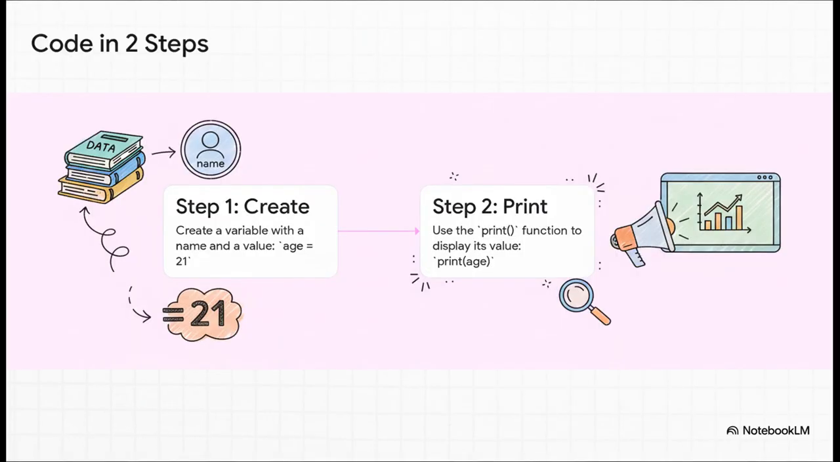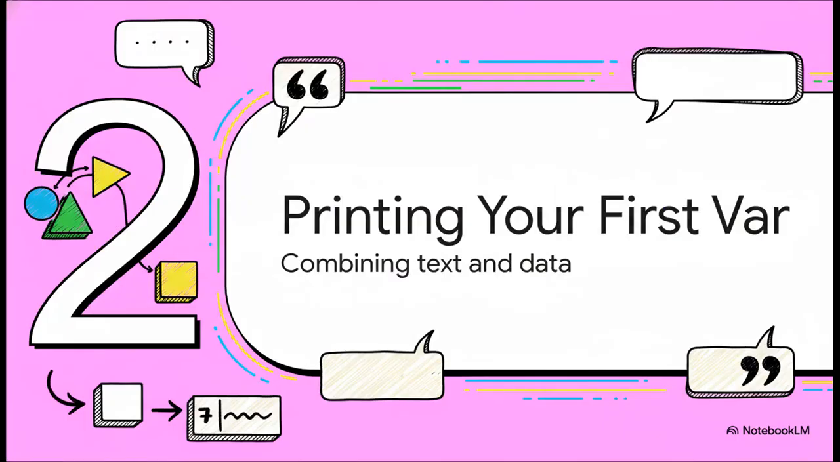All right, let's actually do this. It's really just a 2-step dance. Step 1, you make the variable. You give it a name, something descriptive like age is perfect, then an equal sign, and then the value you want to put in the box. Here, we're storing the number 21. Step 2, you check what's inside the box. You just use the print function for that. See? Super straightforward.